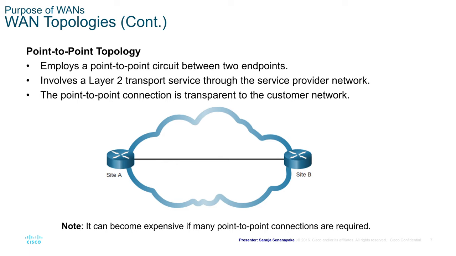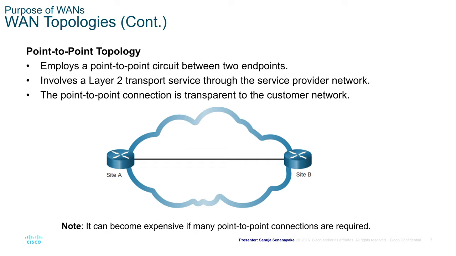So let's look at point-to-point topology. The point-to-point topology employs a point-to-point circuit between two endpoints. It involves a layer 2 transport service through the service provider's network. The point-to-point connection is transparent to the customer network. Note, it can become expensive if too many point-to-point connections are required. So the point-to-point topology basically connects two sites together, and it typically uses the layer 2 transport service.